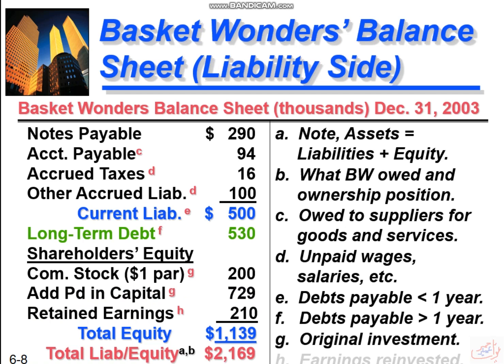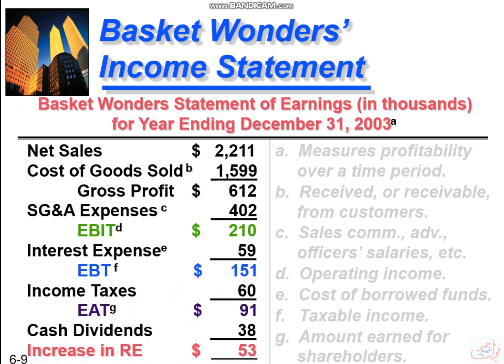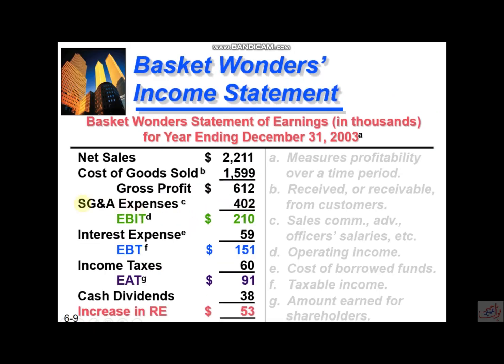And then the original investment, that is, how much amount you already invested, which is known as your common stock. Okay, and then earnings reinvested: the amount you have earned but have not spent for your personal use, so you reinvested it in the business. Okay, and now we have the income statement. So it's net sales, cost of goods sold. We subtract cost of goods sold from net sales, so we get gross profit. Then we subtract selling and general administrative expenses. After deducting selling and general administrative expenses, which is 402, we find EBIT.